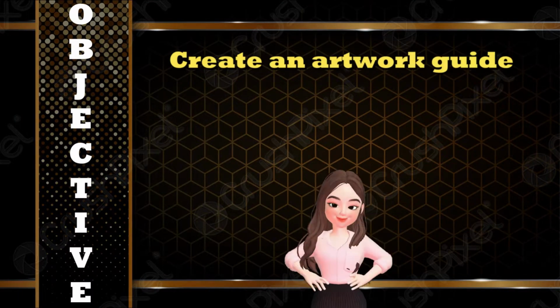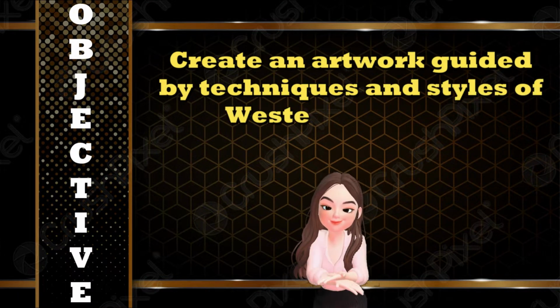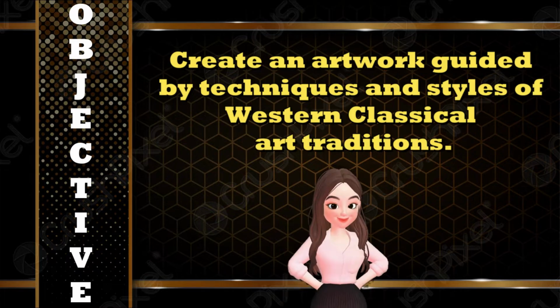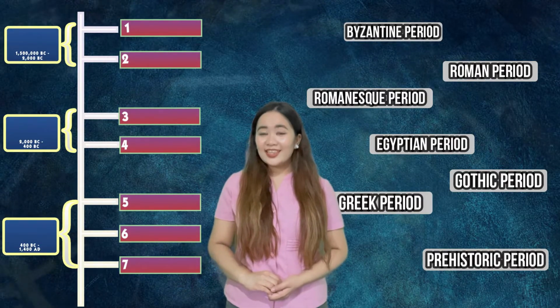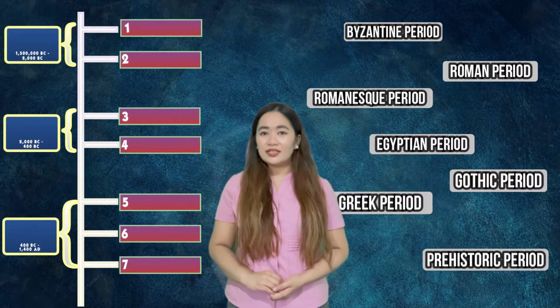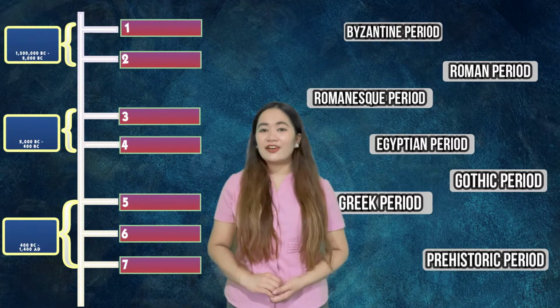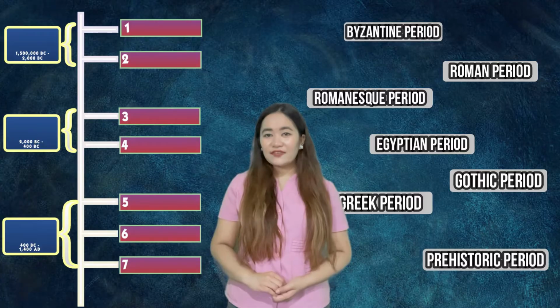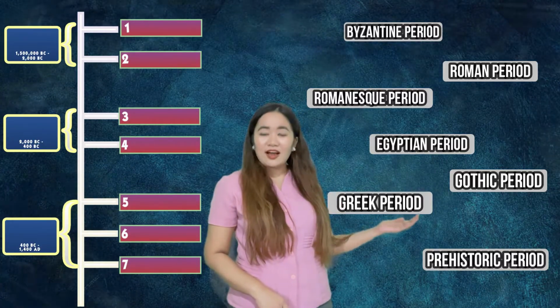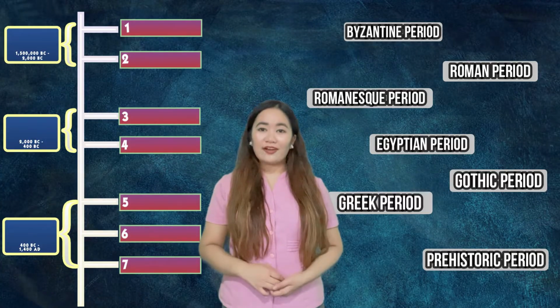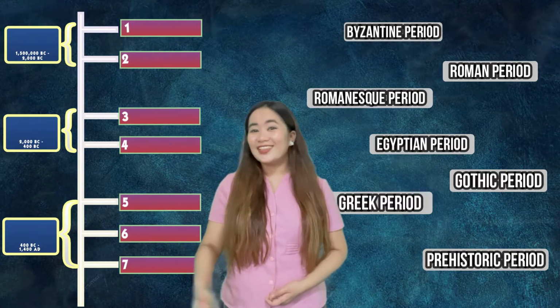Our objective is to create an artwork guided by the techniques and styles of Western classical art traditions. Before we proceed, let's identify the chronological list of periods of Western art history. In this activity, you will put these historical periods and events on this timeline in correct order. So, let's start!